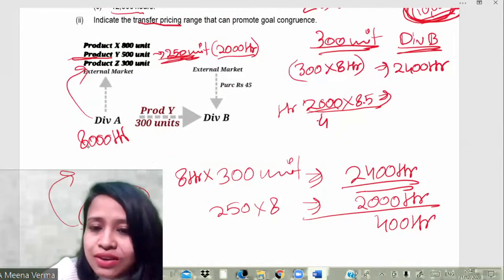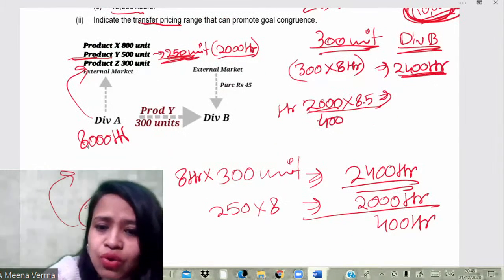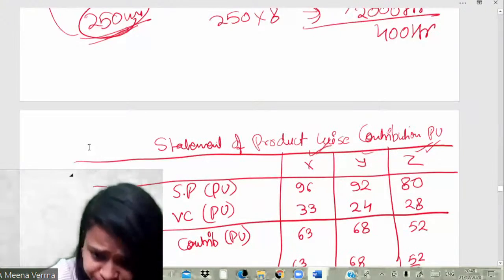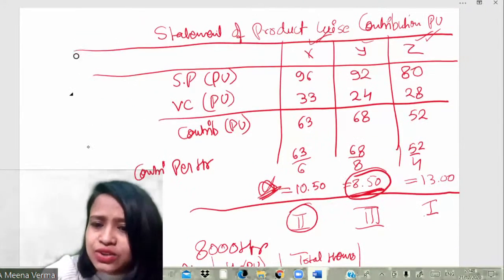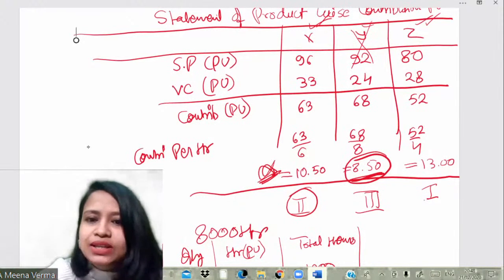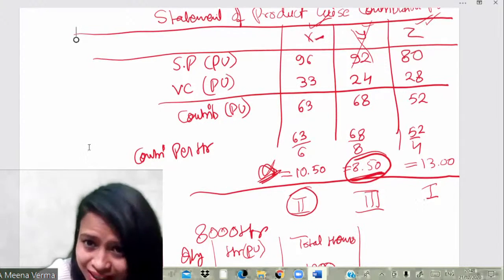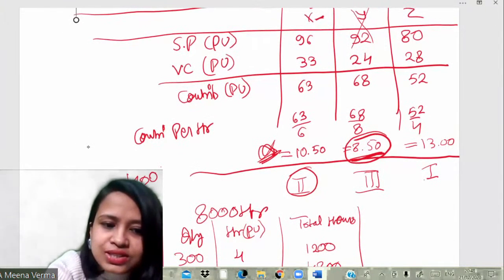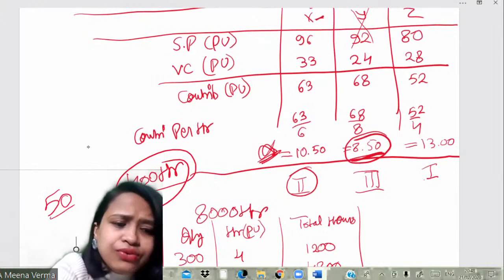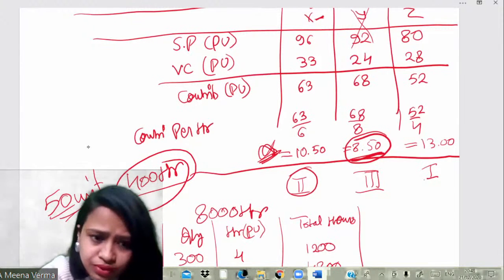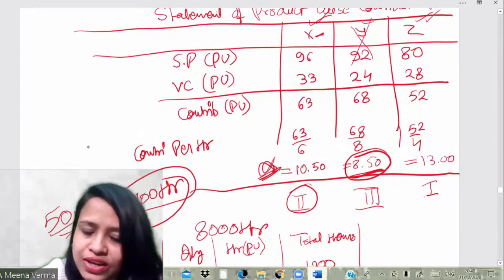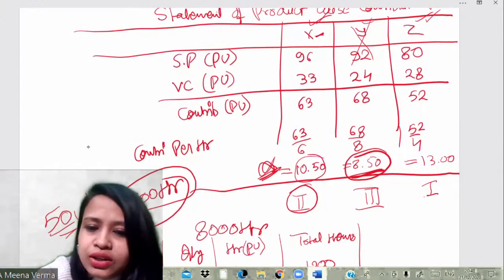Apart from that, you need 400 more hours. For those 400 more hours, you will disrupt the production of the other product. Like you have already disrupted this production and you are transferring these units to division B, similarly, you will disrupt the production of product X. How much? For 400 hours. ठीक है? You need 400 more hours to produce the additional 50 units. So for those 400 hours, you will disrupt the production of X, and therefore you will lose the contribution which you are earning here.